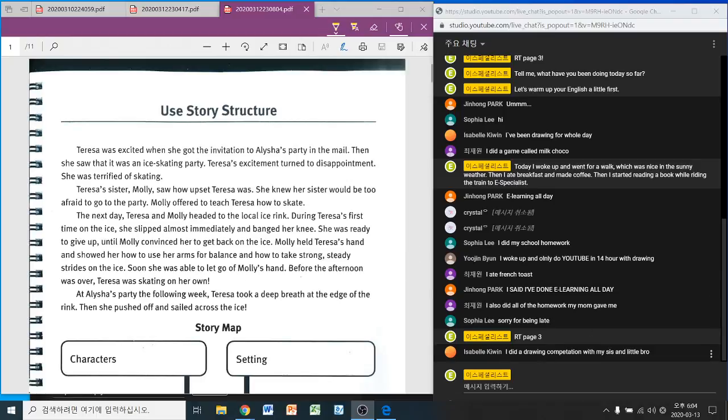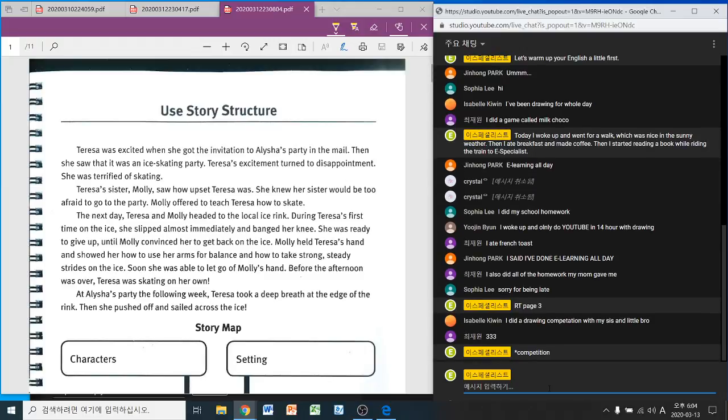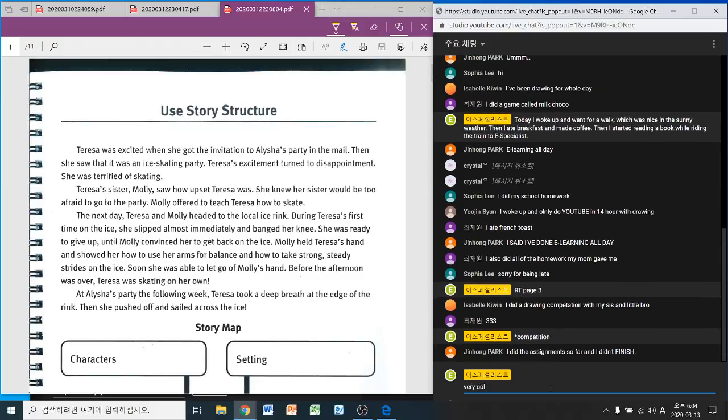Whoa. Isabel did a drawing competition with my sis and little bro. Nice. Competition. We spell it like this. Competition. Okay. Competition. Very cool.